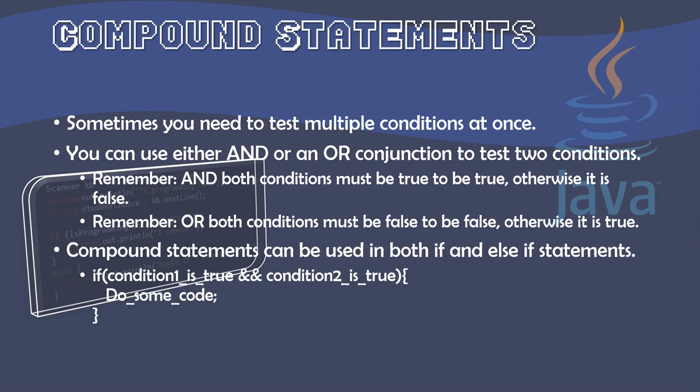Now, compound statements can be used in both if and else if statements. So we would simply say if condition 1 is true and condition 2 is true, do some code. And then or, of course, would just be using the same thing, just it would be condition 1 is true or condition 2 is true. All right.